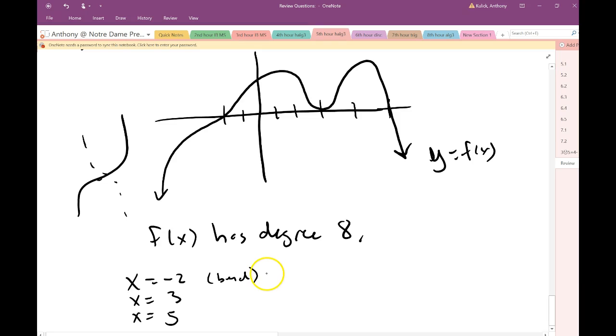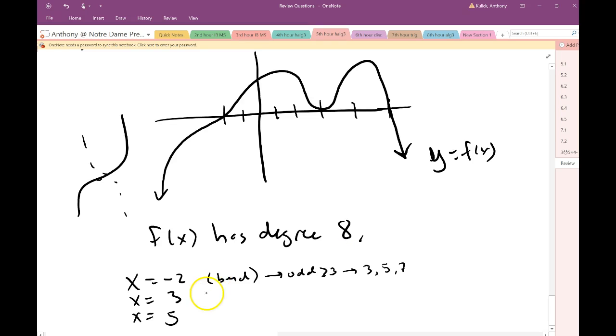What does bend tell us? It's an odd number greater than or equal to 3. So we could have 3 solutions, 5, 7. Could we do 9? Why not? There's only 8 total, so it can't be more than 7.